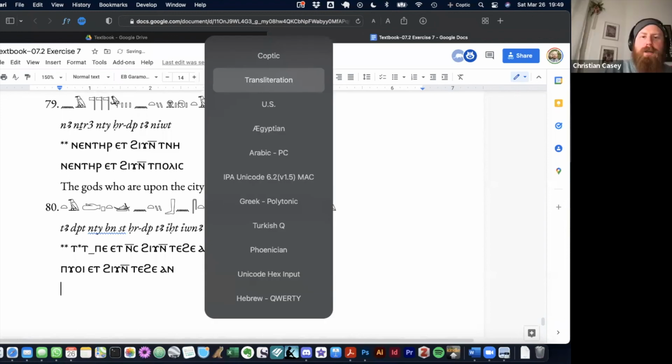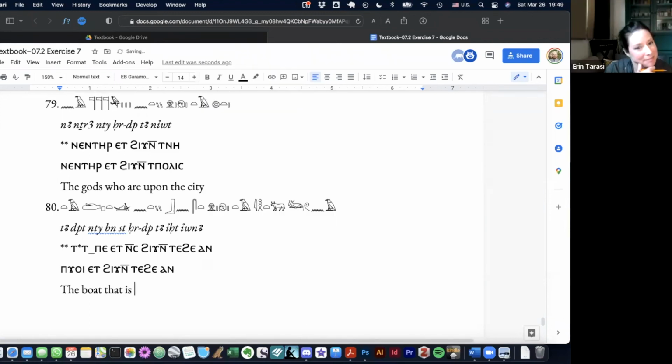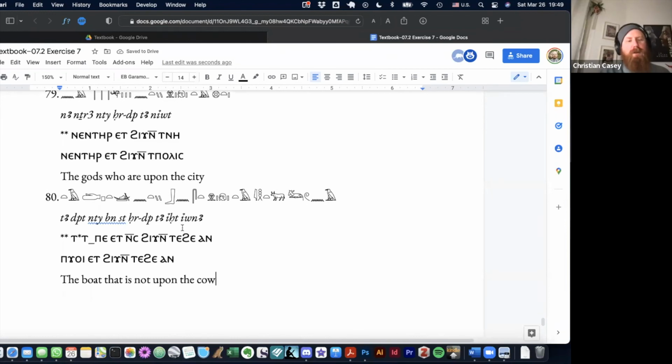Yeah. Hey, what have I said here? The boat that is not upon the cow. Yeah, that boat. The one that's not upon the cow. Okay, oh my gosh, exercise 7 finished. And this is like a perfect stopping point.